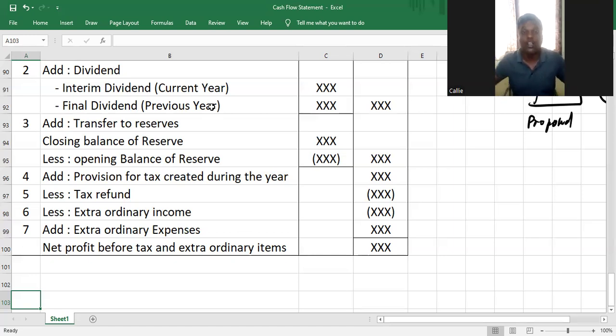Understood or not, my dear children? Please don't be intimidated. Once you get a proper understanding of this, all these working notes and the format of the cash flow statement and everything, this is like a cakewalk, my dear children. Cash flow statement, 6 marks, is like a cakewalk. It is there for the taking. You just go and take those 6 marks. Understood or not, my dear children?